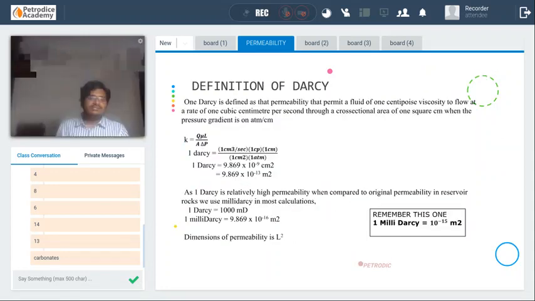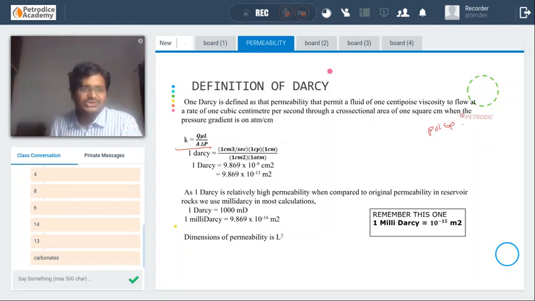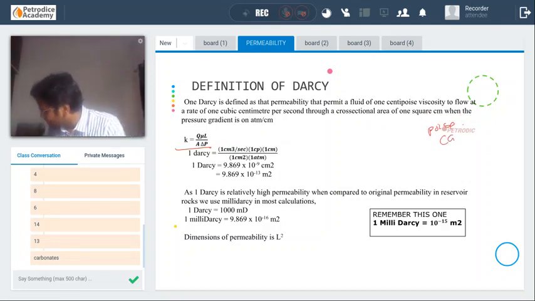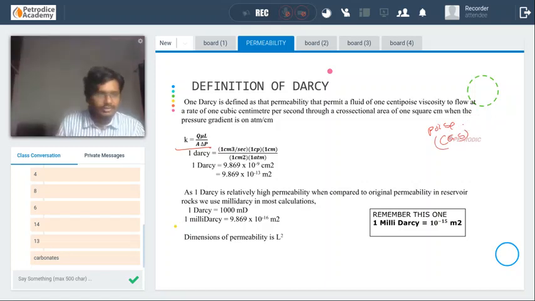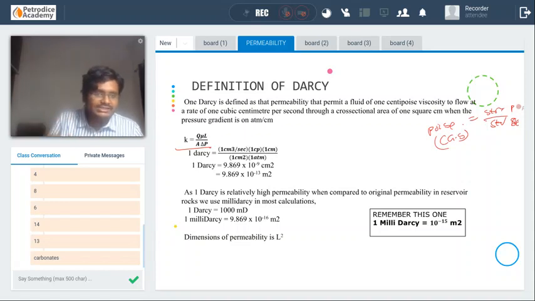The next one is the definition of Darcy. Guys, first write down up to here. If you remember, poise is the unit of viscosity. It is defined in CGS units, that is stress by strain, which is pressure per second inverse. Both units are in CGS. That is how the poise is defined.